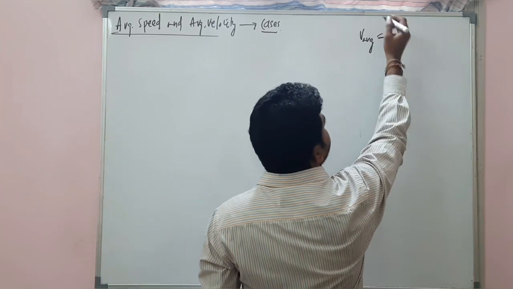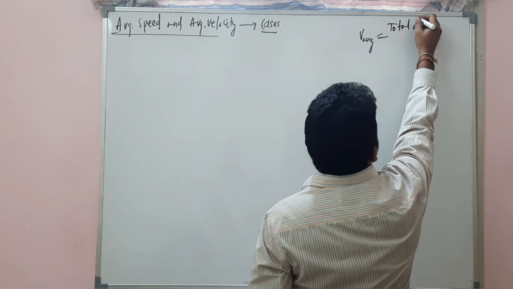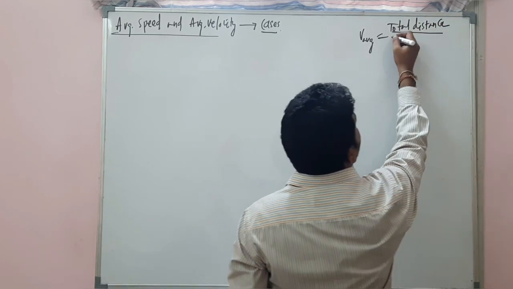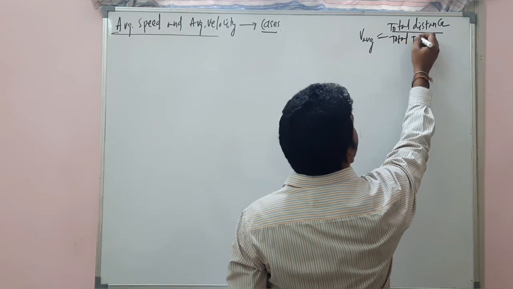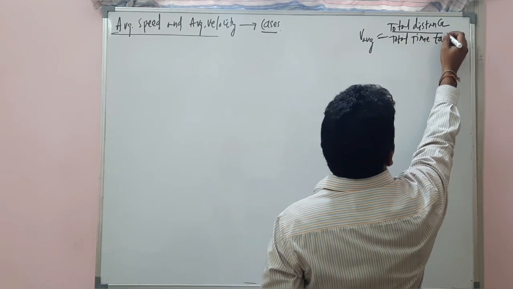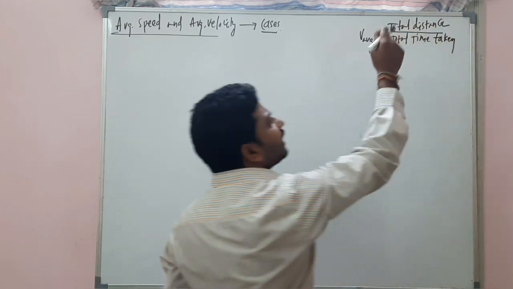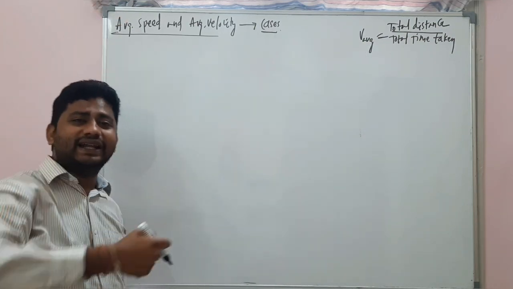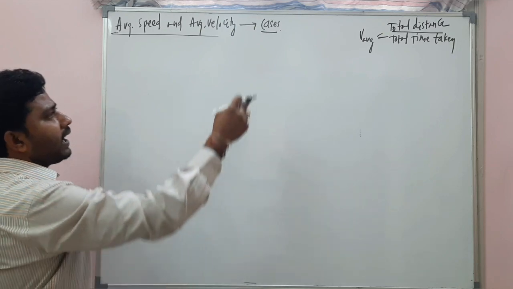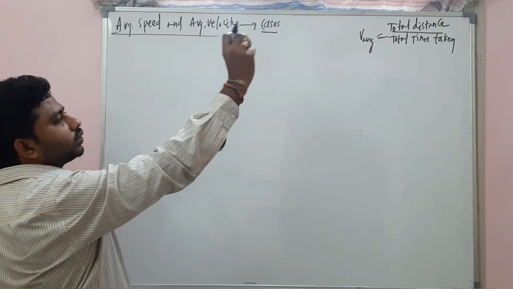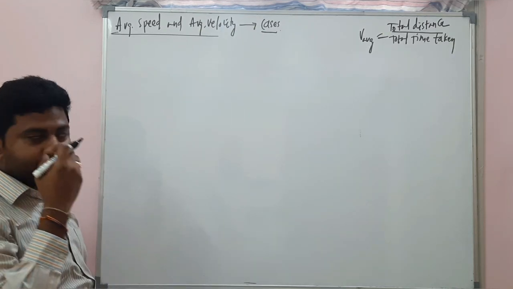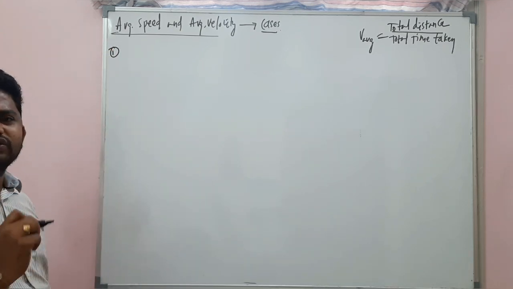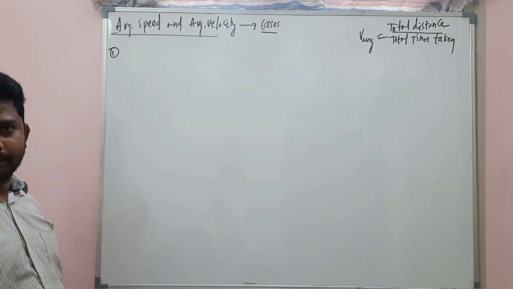Let me take it as average speed: total distance traveled by total time taken. And again I am reminding you, these classes also come under basics, and those basics we have already done. Average speed is equal to total distance by total time taken. Now let's take the first case. First case is so simple.